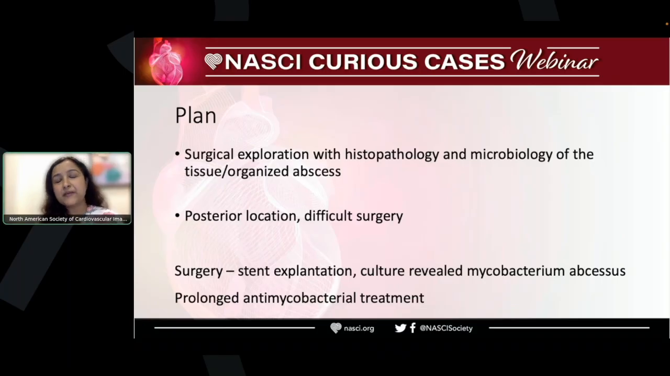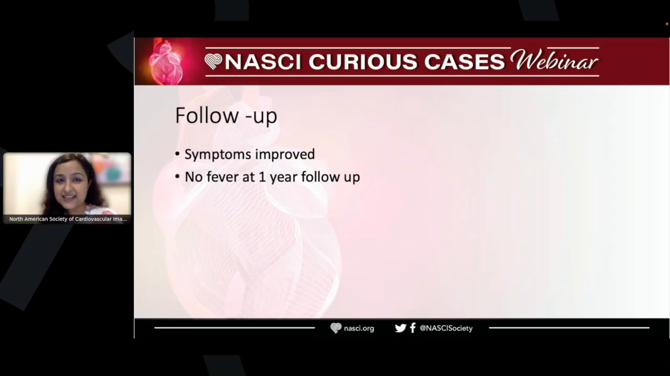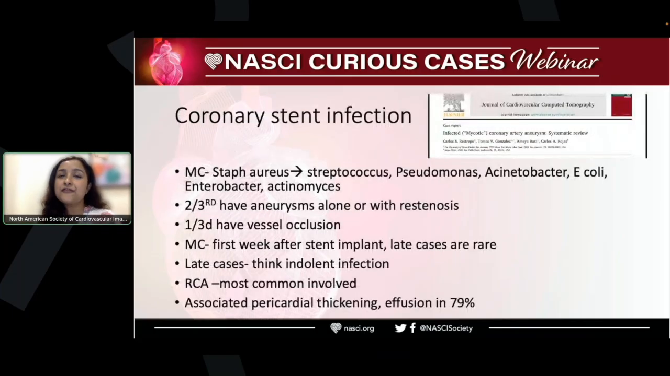So this patient was then instituted on prolonged antimycobacterial treatment. Usually in Mycobacterium tuberculosis, we give around 6 months of antitubercular treatment, but atypical mycobacteria are indolent lesions, not very responsive to antimycobacterial therapy, so prolonged treatments are sometimes necessary. Symptoms improved, and at 1 year follow-up, the patient did not have any fever and did not show any sign of collection on imaging as well. So this was a case of chronic persistent infection.